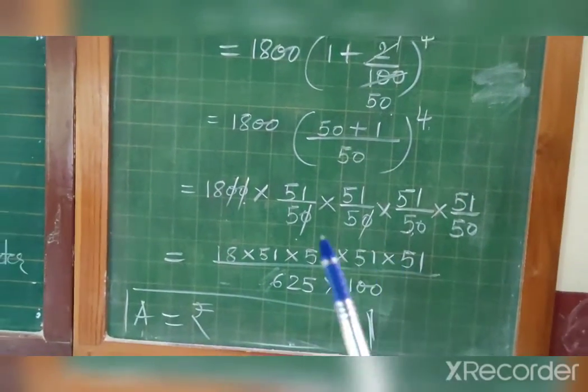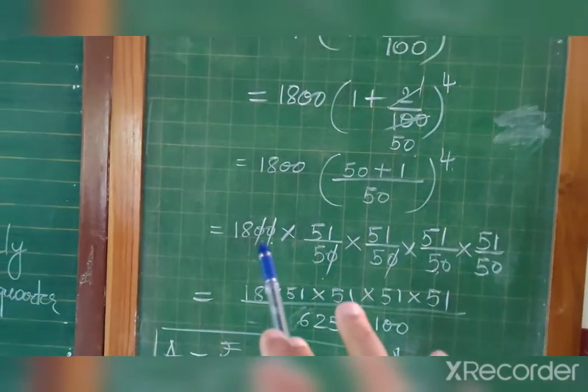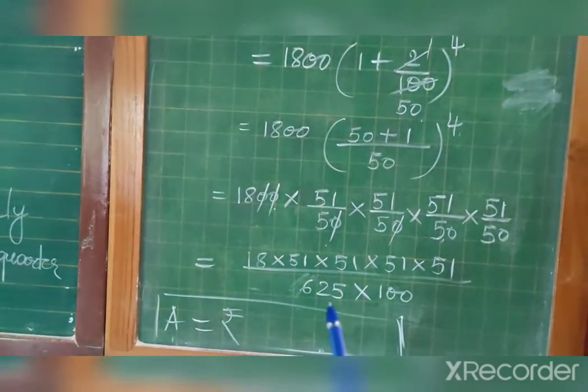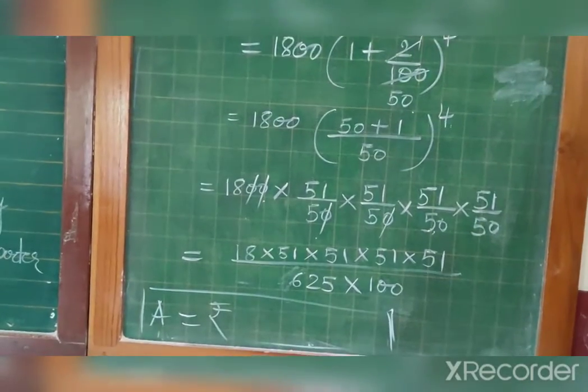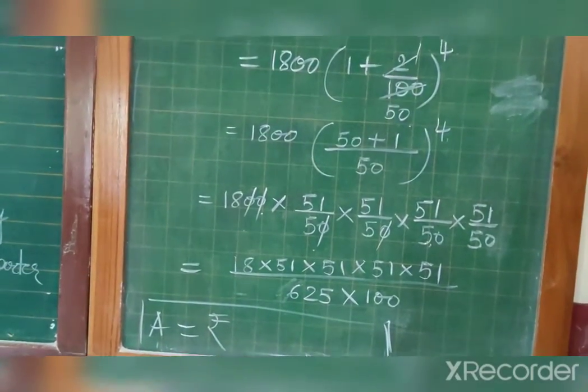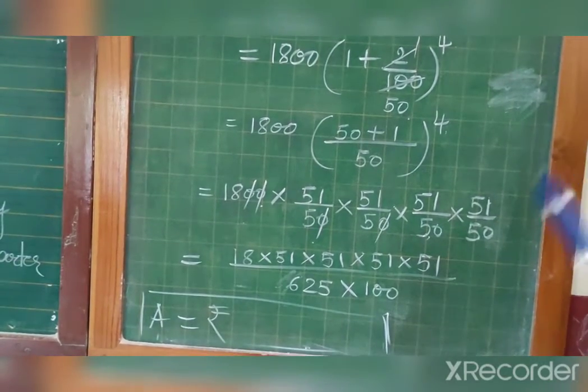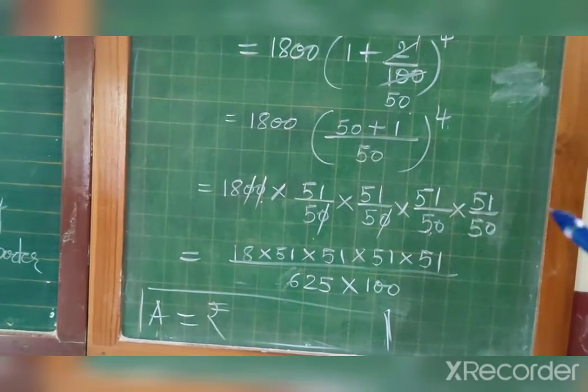Now after that, cancel this 2 0 by this 2 0, so 18 into 51, and now you will simplify this. So whichever way you want to follow, it's up to you. You are free. And you will get full marks, but the method should be correct.